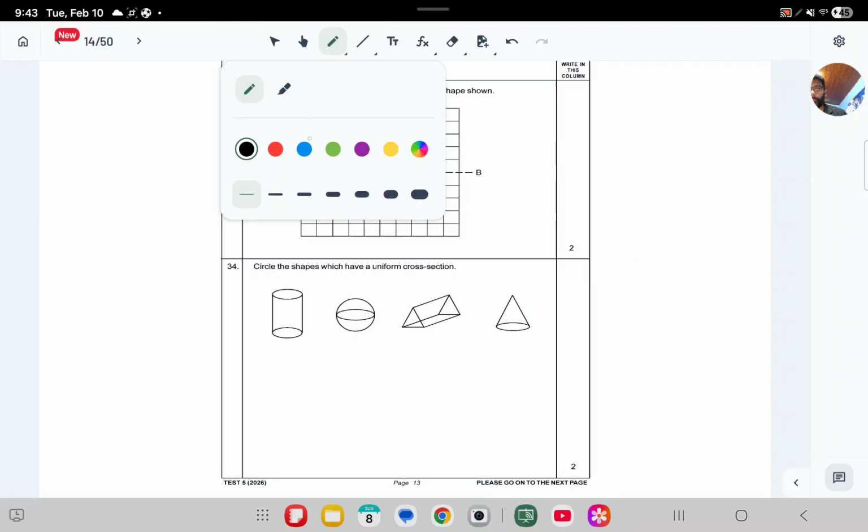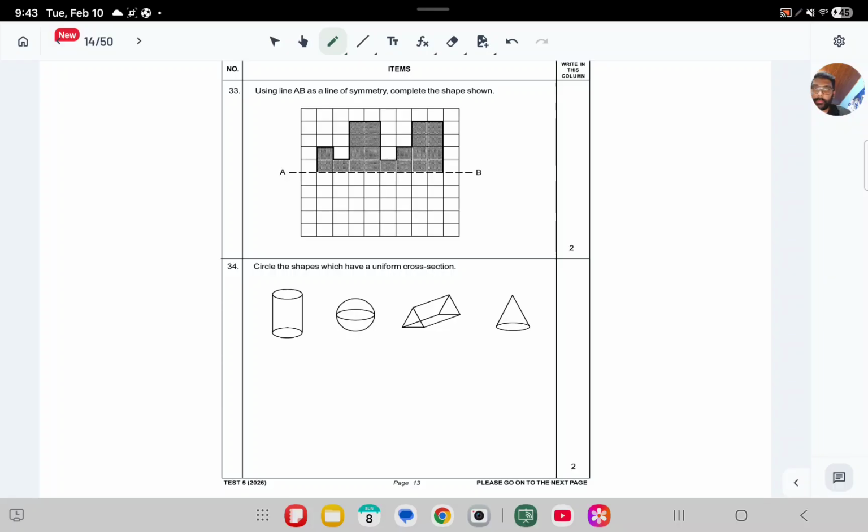Number 33. Use line AB as the line of symmetry. Complete the shape shown. So it's 2 blocks here. So you go down 2, then you go 1. Then you go back up. Good. 1 here. Then it's 1, 2, 3, 4.